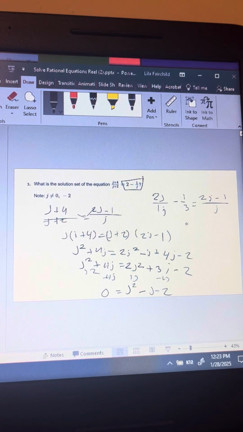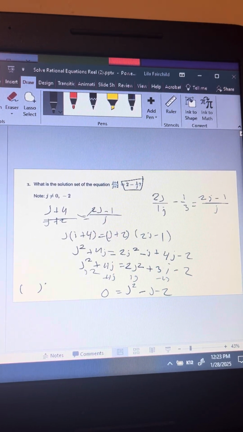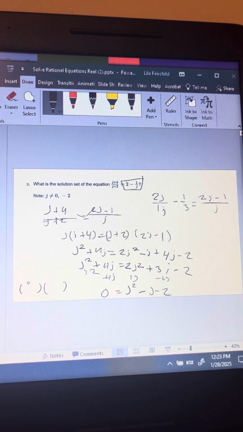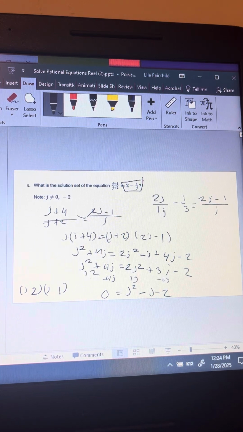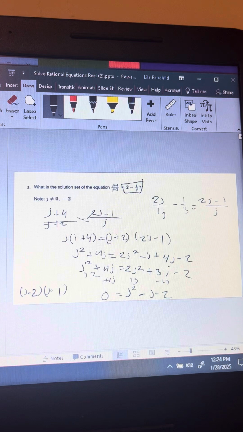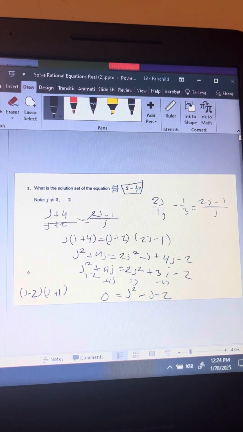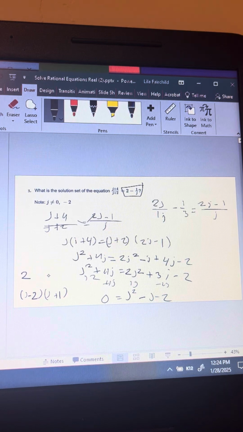And then from that equation, we need to factor it out. And so to do that, it would be obviously i's right there, and then what's left is a 2 and a 1, so we need to get to that. So negative 2 and a positive 1 is the way to get to that, and then the answer is going to be a positive 2 and a negative 1.